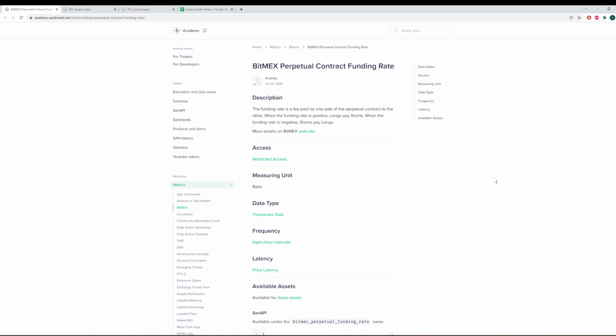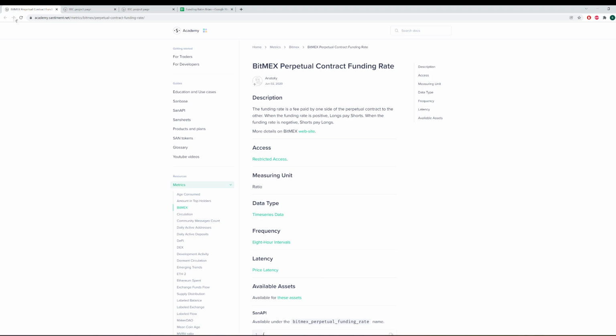So the perpetual contract funding rate, in essence, as described by our Academy, is a fee paid by one side of the perpetual contract to the other. When the funding rate is positive, longs pay shorts. When the funding rate is negative, shorts pay longs. So essentially, if there's an extra long funding rate, people are actually paying a premium to go long. And on the other end, if it's predominantly short at that time, people are paying a premium if they want to go short along with the crowd.